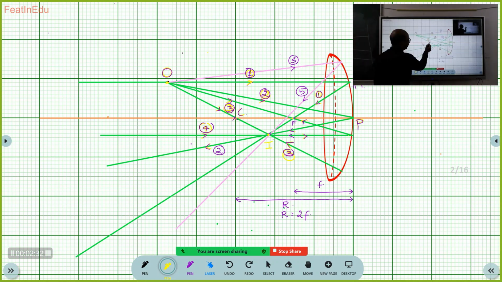Then you can take one more ray passing through the center of curvature. After hitting the mirror, it will come back along the same path. So this will also meet. So you can choose any two rays and you can draw the ray diagram. Got it? Now understand this very carefully.